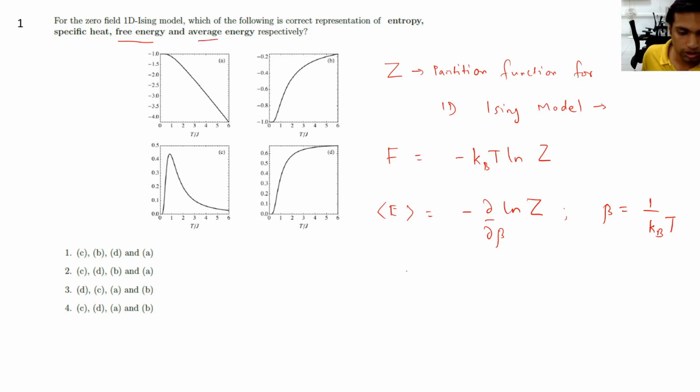Now to get the specific heat, you have to take the derivative of the average energy with respect to temperature. So this is how you get the specific heat.